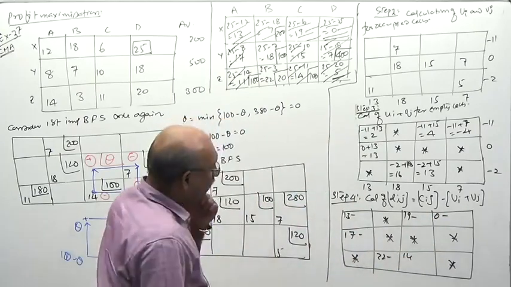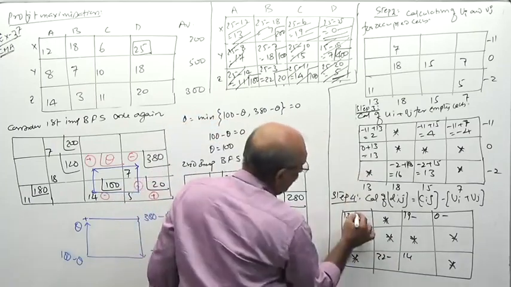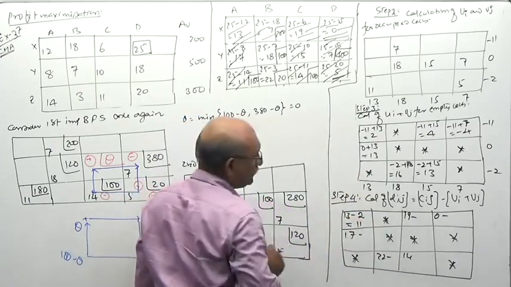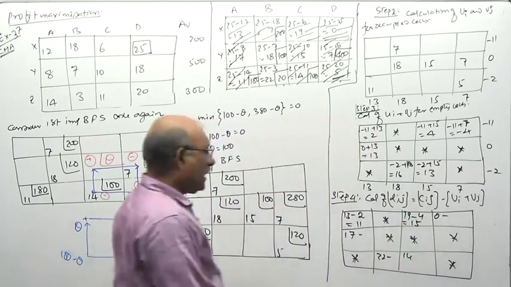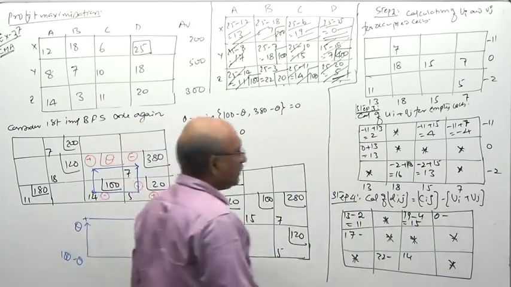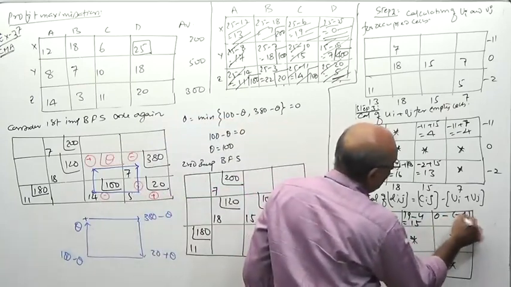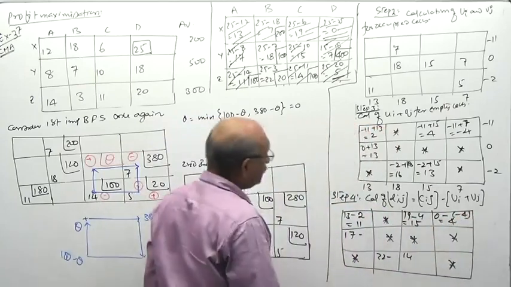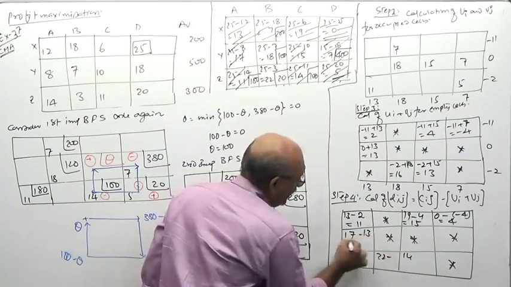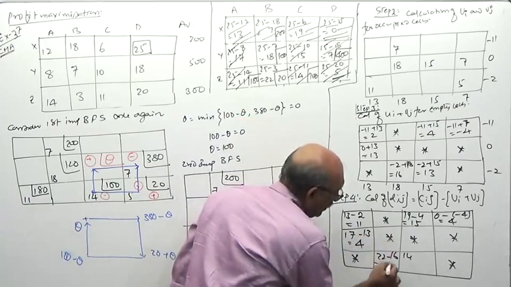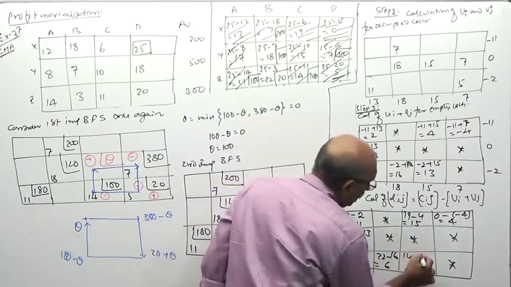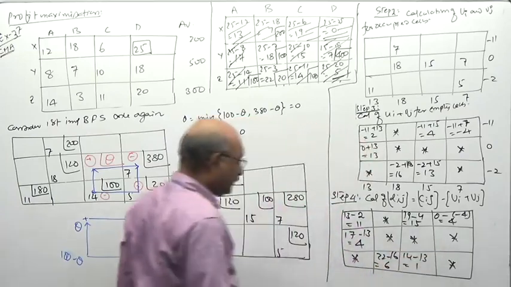Now Ui plus Vj. 13 minus 2 is equal to 11. 19 minus 4 is 15. 0 minus of minus 4 is plus 4. 17 minus 13 is equal to 4. 22 minus 16 is equal to 6. 14 minus 13 is equal to 1.